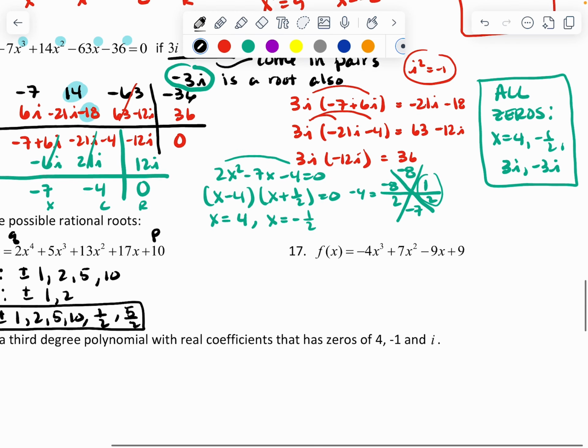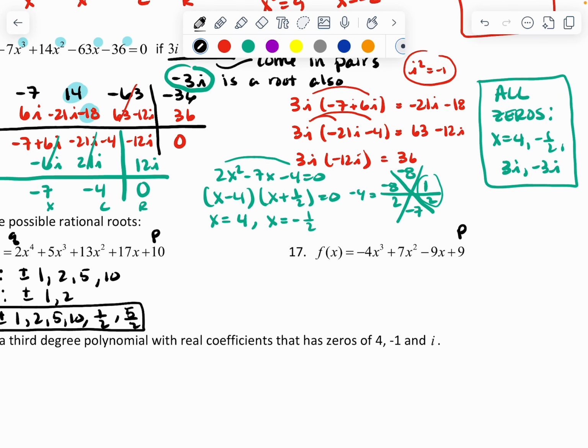All right, doing the same thing for number 17. The p is the 9. So I'm going to list all the numbers that go into 9, positive and negative 1, 3, 9. And then the q is the leading coefficient there, which is a -4. So all the numbers that go into -4 are positive and negative 1, 2, 4.